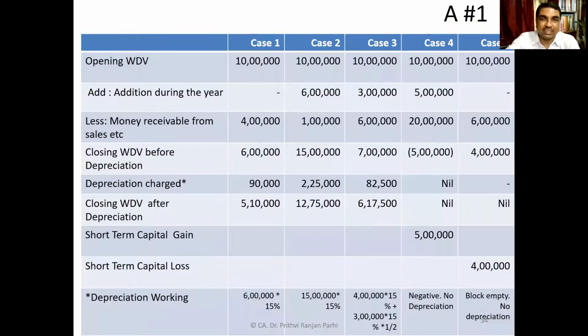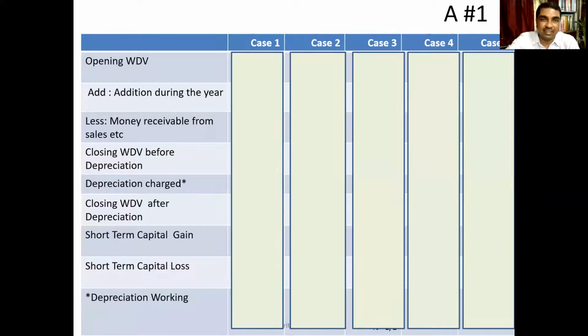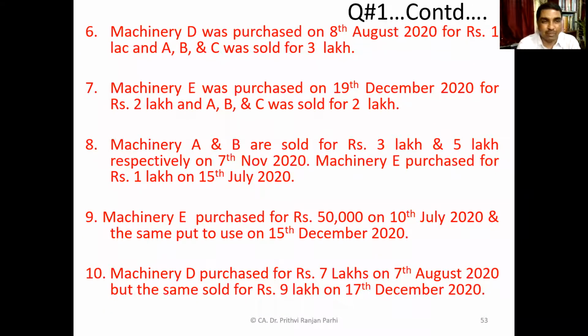Let us look at case number 8. Case 8 talks about machinery A, B sold for 3 lakh and 5 lakh respectively on 7th November 2020. Machinery E purchased for 1 lakh on 15th July 2020. Okay, let us see the impact of this.